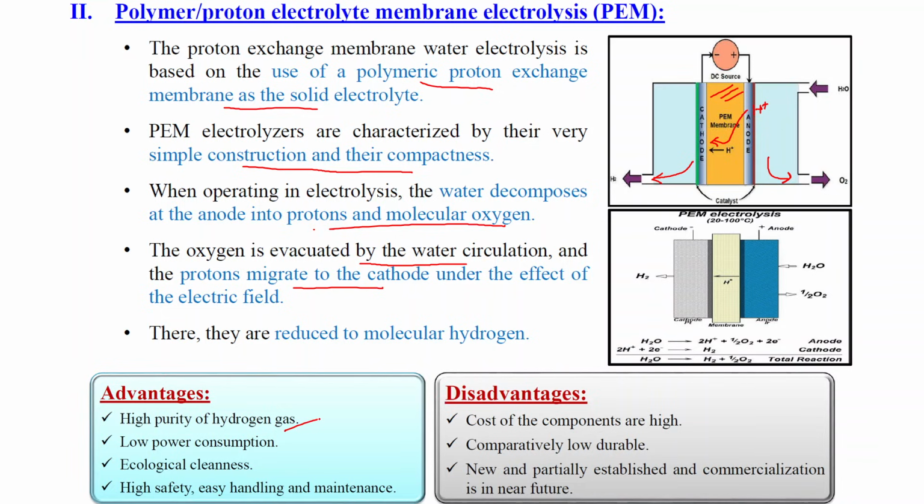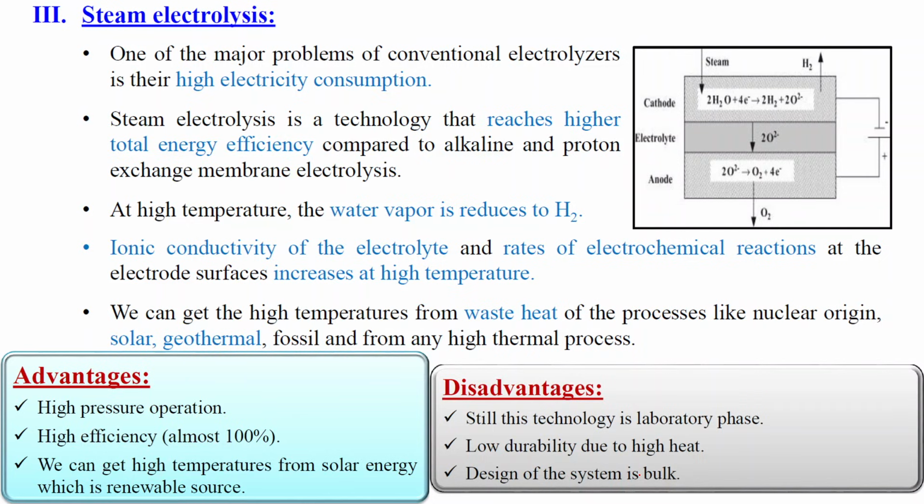So the advantages here are the high purity of hydrogen gas, lower power consumption, ecological cleanliness, high safety, and easy handling and maintenance. The disadvantages are that the cost of the components is high, it is comparatively less durable, and it is new and only partially established. Commercialization may happen in the future, but right now it is not commercialized.